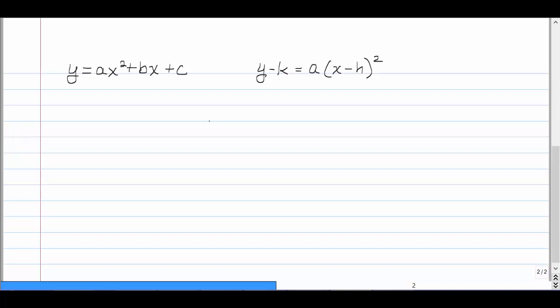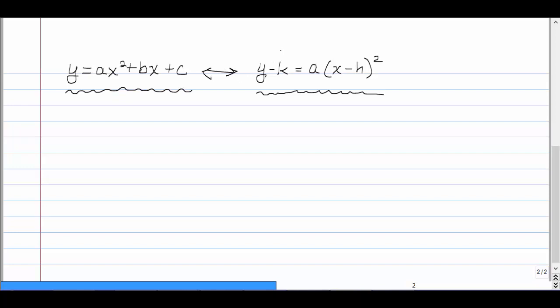In this video, I'll discuss the two formats we've studied for quadratic functions, y equals ax squared plus bx plus c, and y minus k equals a times (x minus h) squared. Here are my two big ideas. Idea one, we should be able to convert back and forth between these two forms. They convey the same information, they just look different.